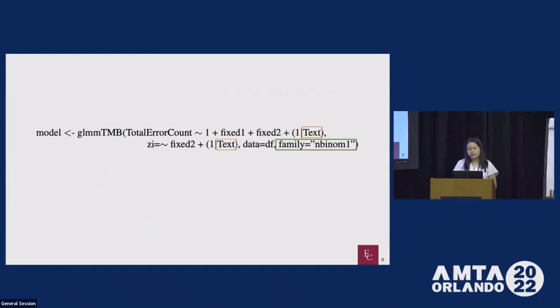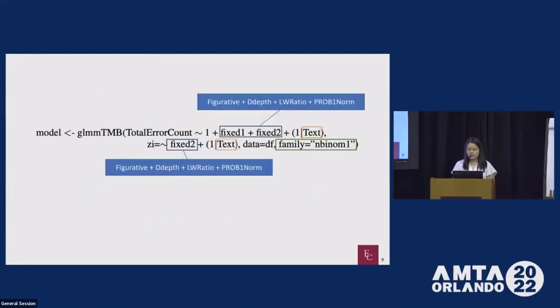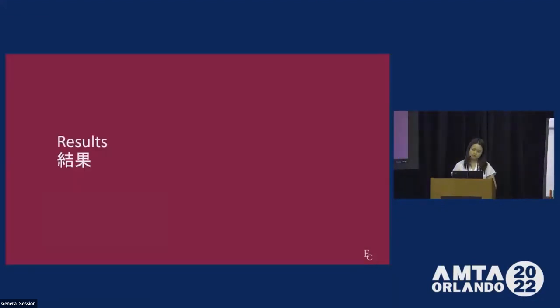To determine the best model, I first put all the source characteristics as fixed effects, then remove a variable with the largest p-value one by one until all the fixed effects had p-values below 0.05. And I did the same for translator characteristics. I did not create a model that includes both source text and translator characteristics.